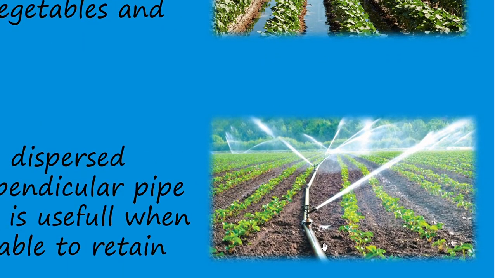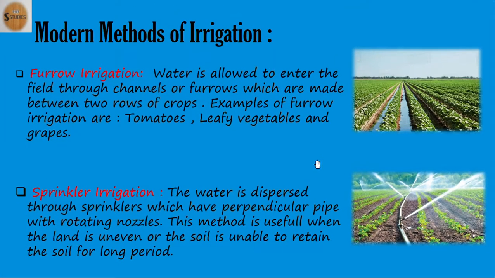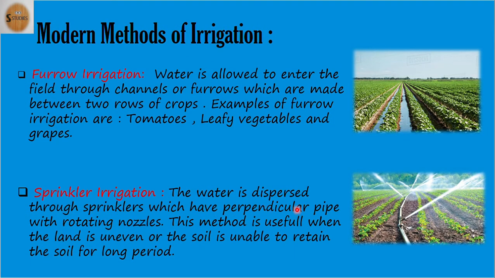Here you have a long pipe that can fit the whole field and water is continuously allowed inside the pipe. And then here you will have sprinklers which will have rotating nozzles. So the water forcibly comes out of these nozzles and once this nozzle turns, the water is applied to all the crops around it. And they have also mentioned that the method is useful when the land is uneven or the soil is unable to retain water for a long period.